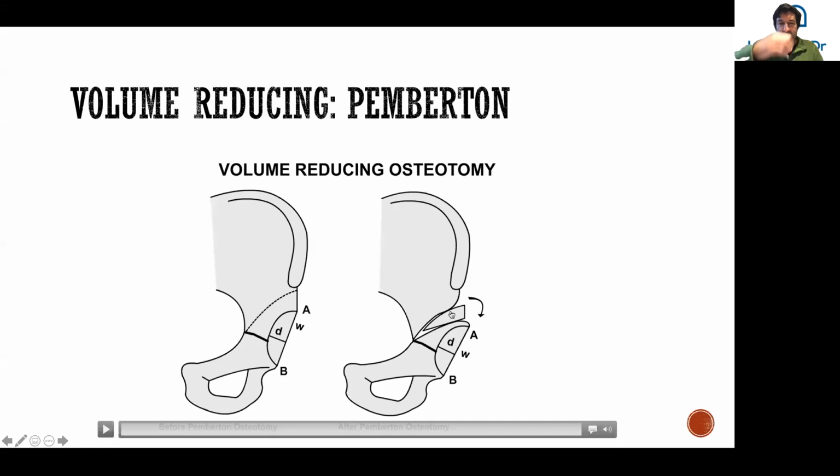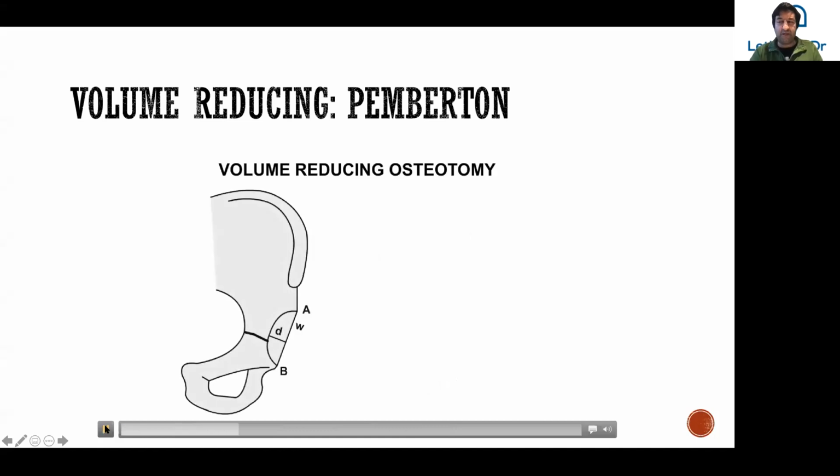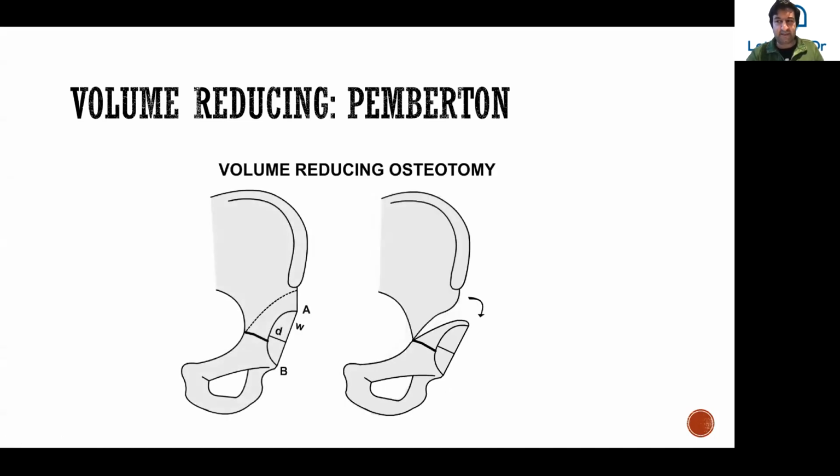You put a graft in, you bring the whole thing down, so you're doing a volume reducing thing. And because you don't go through the sciatic notch, you don't need internal fixation. So that's the reason. It's a relatively stable osteotomy, and it gives you good correction as well, okay?